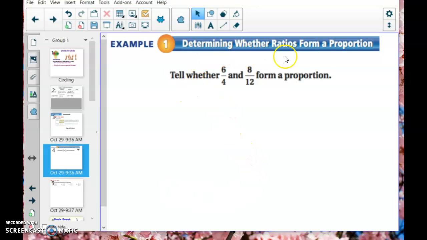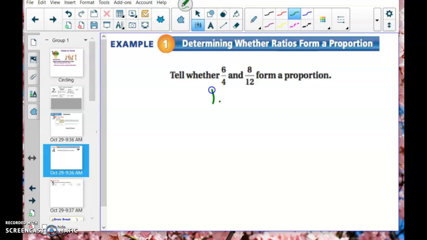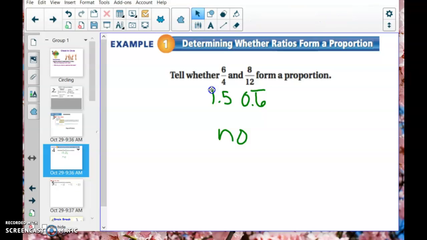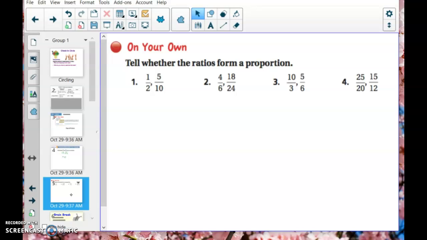There's a couple different ways that you can determine whether these ratios form a proportion. The first strategy that you could use to determine whether these two ratios are equal to each other, meaning that they'll then form a proportion, is to take the top number divided by the bottom number. So if I take 6 divided by 4, that gives me 1.5. Well then if I take 8 divided by 12, that gives me 0.6 repeating. Those two have to equal each other in order for the ratios to be equal each other. Since they don't equal each other, then my answer would be no, they do not form a proportion with each other. Okay, you can pause the video and do each of these on your own.